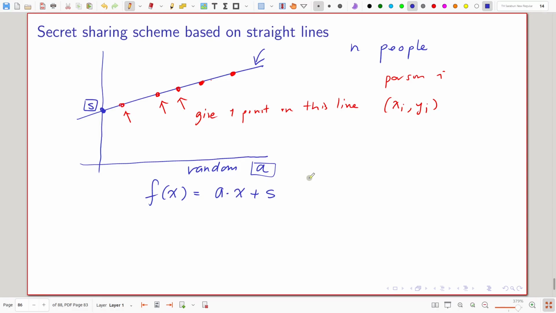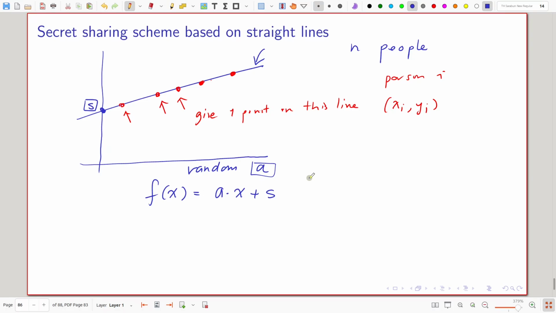And then for each person, I give 1 point on this line. Any two people can combine, taking two points on the line, and you can solve equations to find out what a and s are. And after you find out a and s, you know what s is, right?